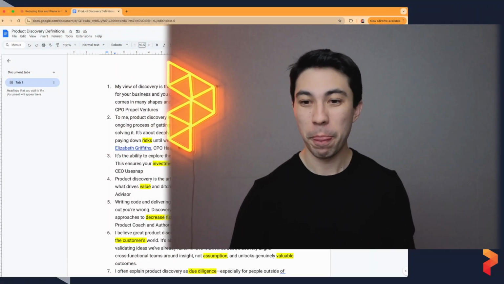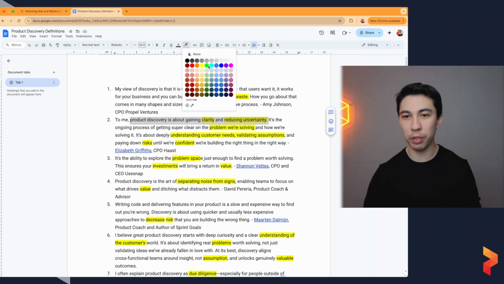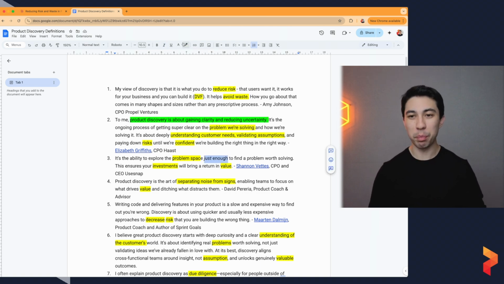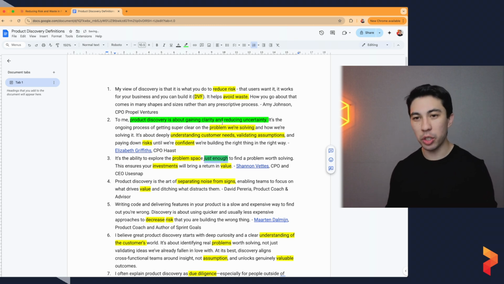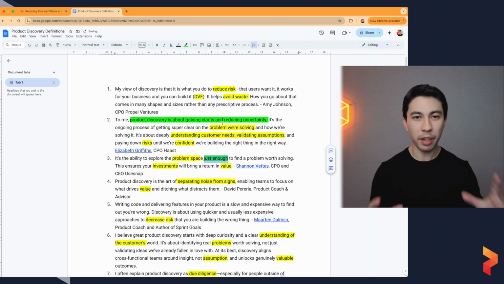Cool. So on that point, I want to go through some definitions that are totally worth an honorable mention here. So let's have a look at what we have. One thing my definition doesn't have is I talk about reducing uncertainty or reducing risk. I don't really talk about the clarity piece. I do like that framing, so it's definitely worth a mention. So Elizabeth and a few others called out clarity. I also really liked how Shannon put in just enough. That's a great framing as well, because I don't have that in my definition either. But really what you're trying to do is get just enough discovery to make a decision. And I like that framing. It's an honorable mention, that's for sure.